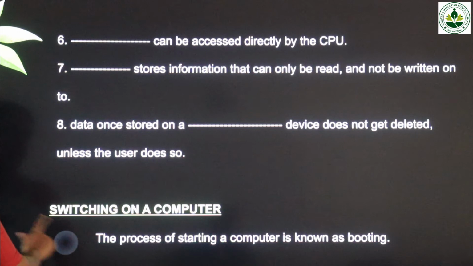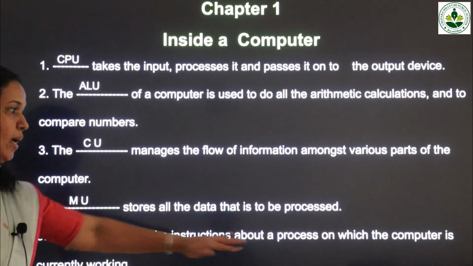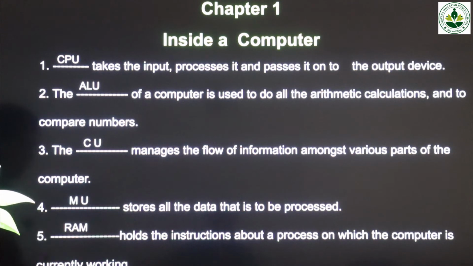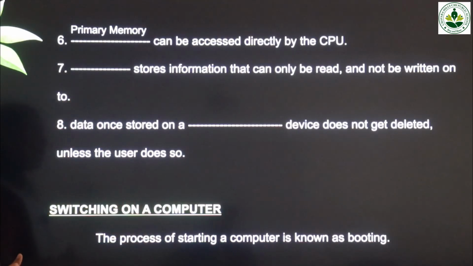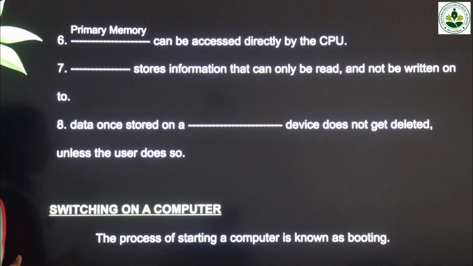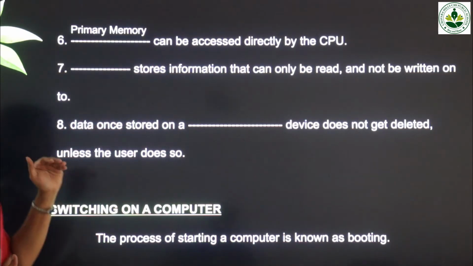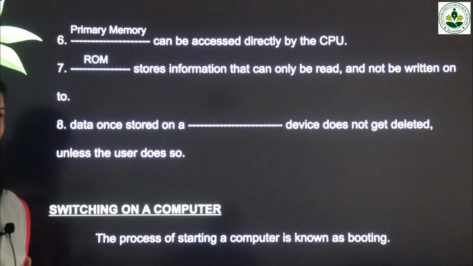The next one, dash stores information that can only be read and not be written onto. In RAM, it holds some instructions on which the computer is currently working, so this can be changed. But here it stores information, we can only read the information. We cannot write on it or modify it. What is it? It is ROM, read only memory.